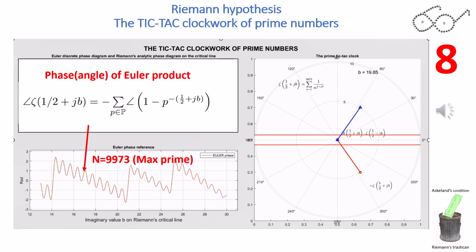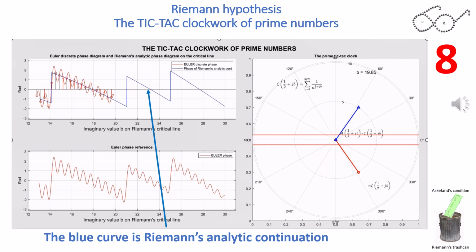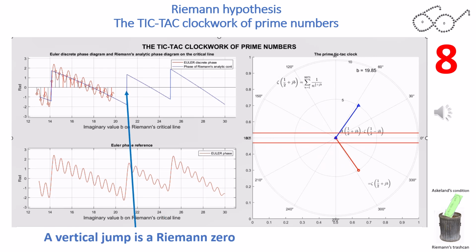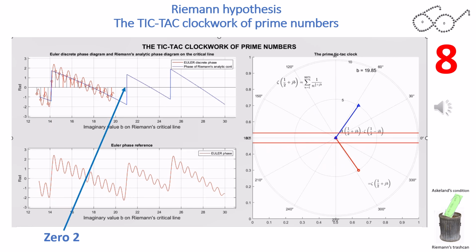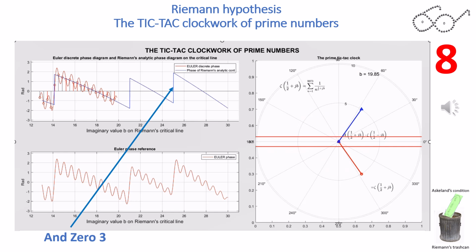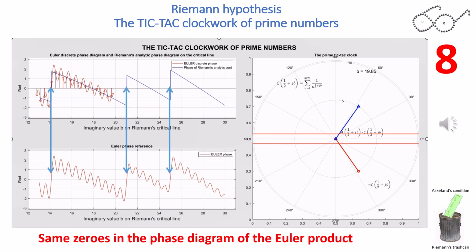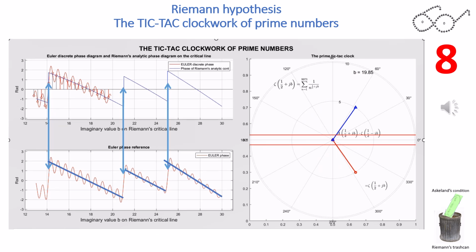This is the plot of the phase of the Euler product on the critical line when the max prime is 9973. The blue curve is the phase of Riemann's analytic continuation. A vertical jump is a Riemann zero. This is 0, 1, 0, 2, and 0, 3. As you see, we can find the same zeros in the lower plot, but they are not so precise. And if I add some lines through the oscillations, these lines follow Riemann's analytic continuation.